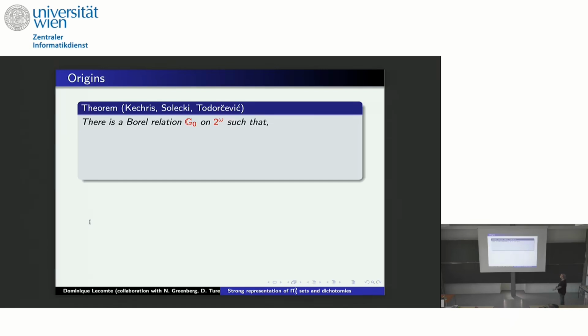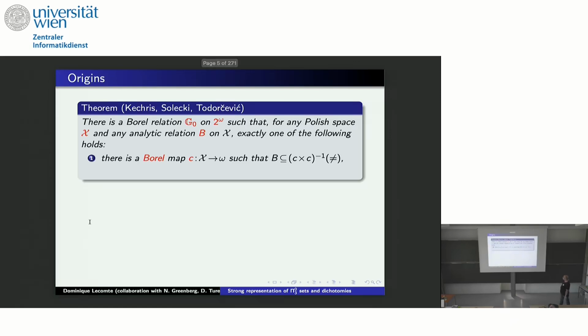There is a Borel relation G0 on the Cantor space, such that for any Polish space X and any analytic relation B on X, you have the following dichotomy. Either there is a countable Borel coloring of B, a map from X into omega which is Borel, and such that the square map of C sends B into the difference. So two vertices that are related should not have the same color. Right? And if you don't have this, you can find a continuous homomorphism from G0 into B. This is a continuous map from the Cantor space into X, such that the square map again sends G0 into B.